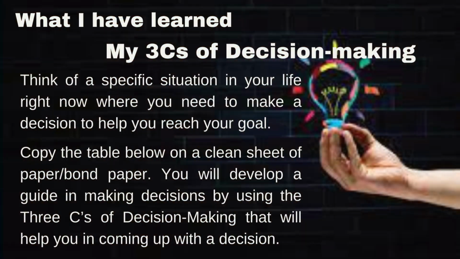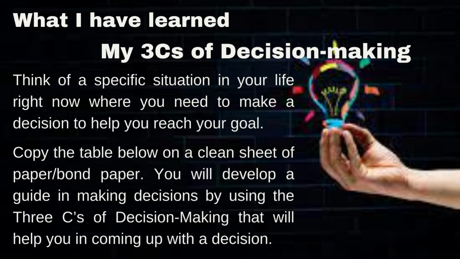What I have learned. Suggested time allotment, 10 minutes. My 3 Cs of decision making. Think of a specific situation in your life right now where you need to make a decision. To help you reach your goal, copy the table below on a clean sheet of paper/bond paper. You will develop a guide in making decisions by using the 3 Cs of decision making that will help you in coming up with a decision.